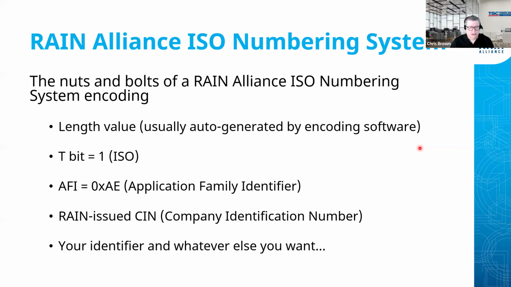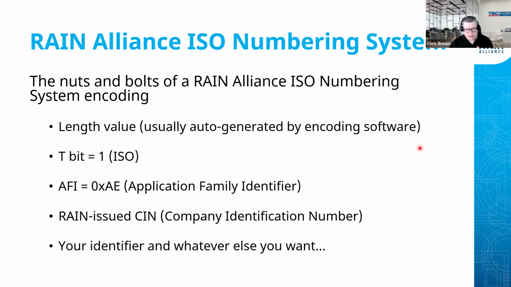In this case, we are going to encode hexadecimal alpha echo. That little 0x means that the value is in hexadecimal. So we're going to encode alpha echo as the AFI. That tells a reading system, hey, reading system, this encoding is a RAIN Alliance ISO numbering system encoding.